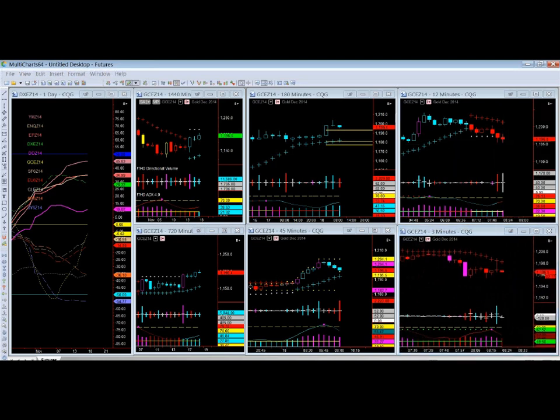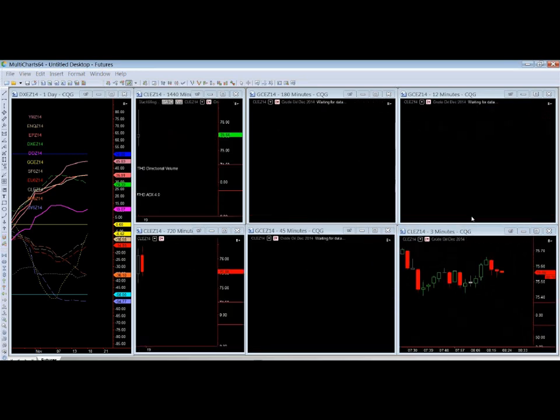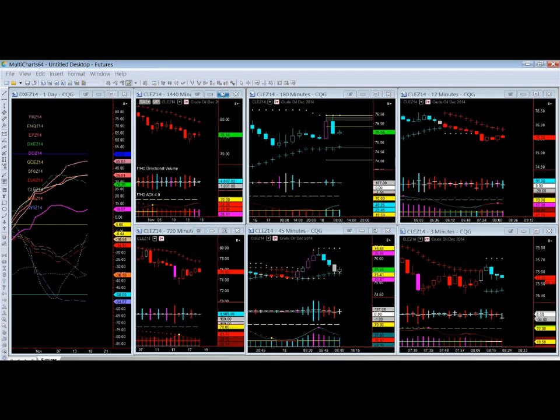All right, so let's go look at crude real quick. All right, crude, you're in a congestion area on the 180. That would stand out at me. Over here, your ADX is at 54. You could get a magenta peak in, but it's not there yet. On the 720, I would be a little bit worried because there's no buyers in crude right now.